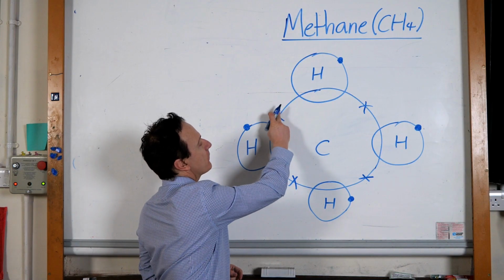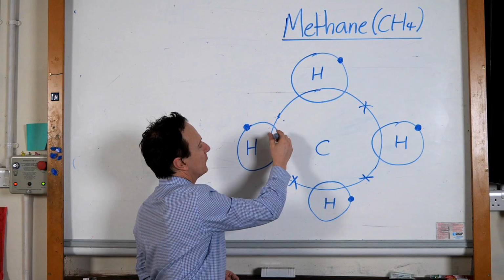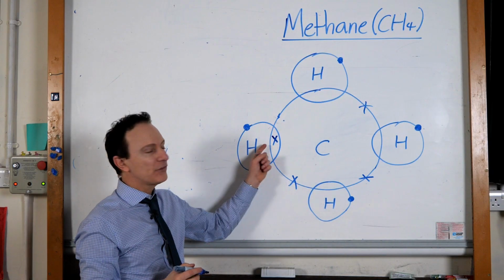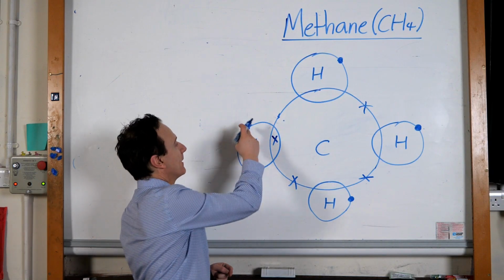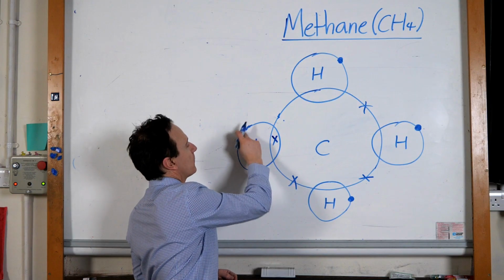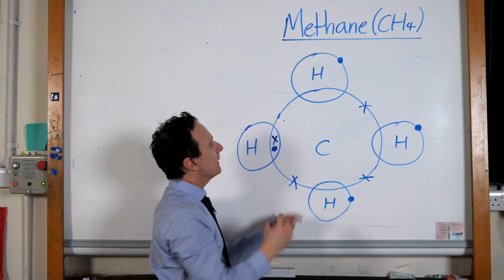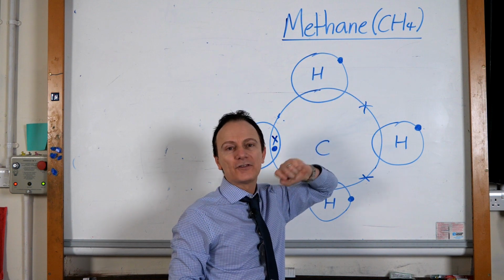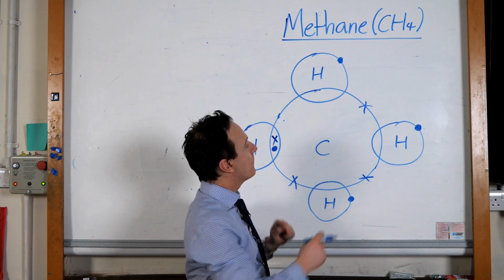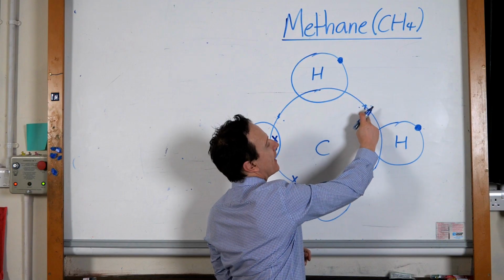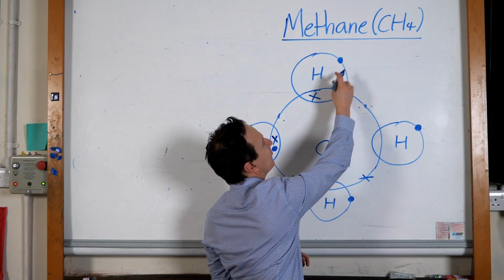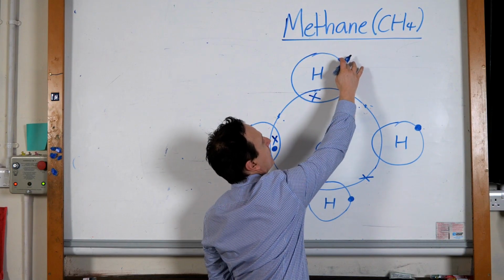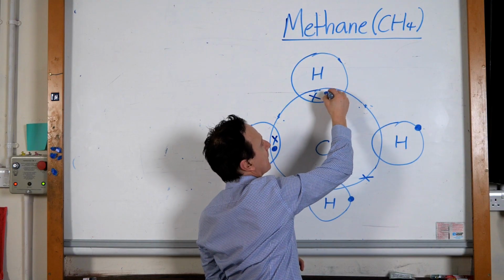So we're going to move one round from carbon and put it in the sharing zone. If carbon is sharing one electron with hydrogen, hydrogen shares one back. Similarly, this hydrogen, this first shell, needs 2 electrons altogether to be full, so it needs 1 more electron. So carbon shares 1 of its electrons with this hydrogen, and hydrogen shares 1 back.